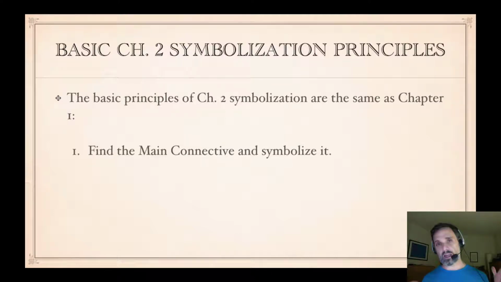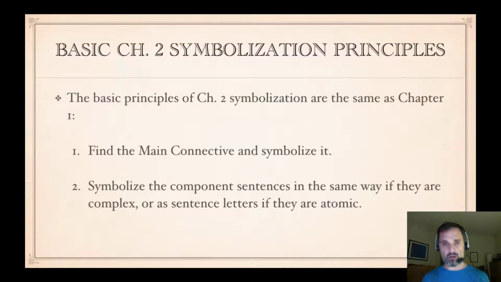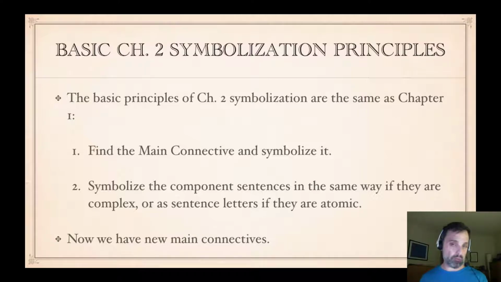You find the main connective of a sentence, you symbolize it, and then you look at the components and you symbolize them. If they're atomics, they turn into sentence letters. Otherwise, you find their main connectives, symbolize those main connectives, and then turn to the components, and just keep going. And it's the same in Chapter 2. The only difference is that we now have a wider variety of main connectives.